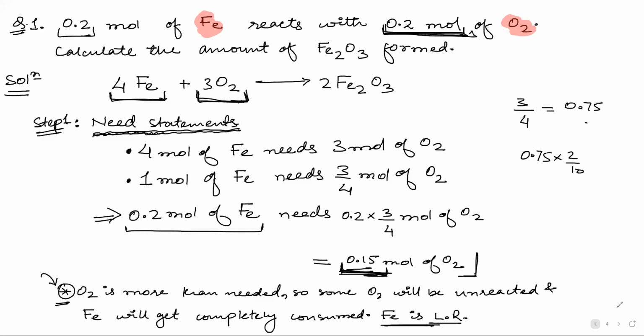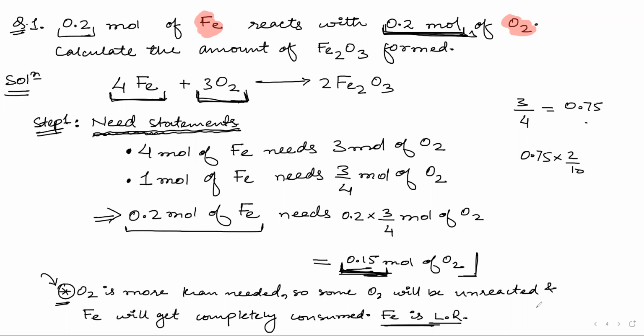So in step 1 we had the need statement. Step 2 will be the form statement. Since Fe is the limiting reagent, we will just look at the amount of Fe that we have, and then we will form the product. So we will again see, where did we start with?